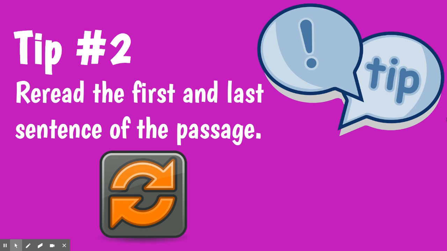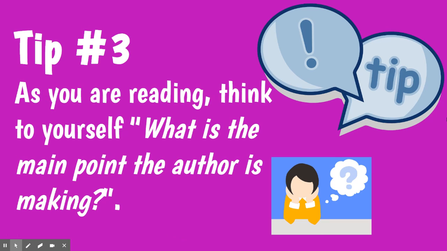Tip number 2, reread the first and last sentence. When we talk about that, when we close read, when we reread, that doesn't mean read back through the whole entire thing. Skim through the very first part of it and the last, because that's going to help you with the topic and the main idea. Tip 3, as you are reading, think to yourself, what is the main point the author is making?